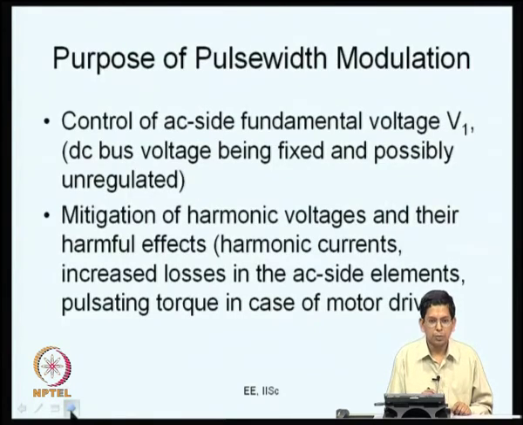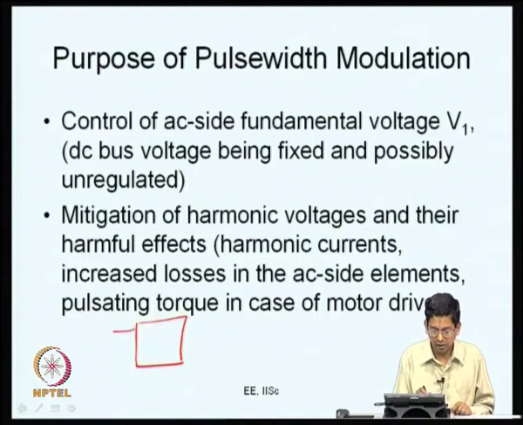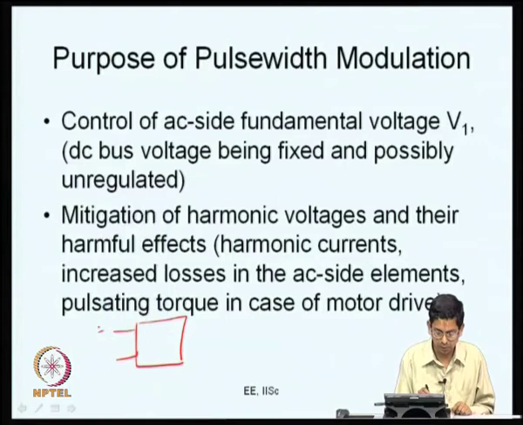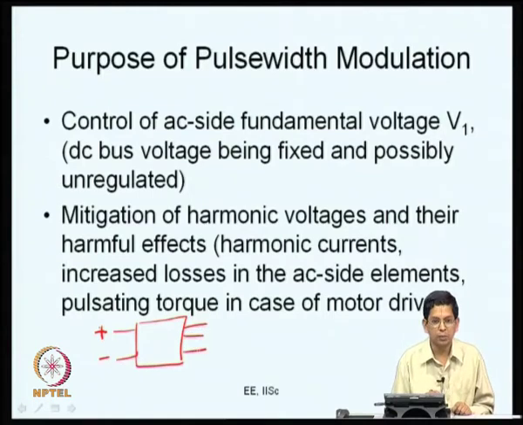In pulse width modulation, you have a DC bus voltage and an inverter. Let me put an inverter like this. This inverter has a certain DC voltage, and you need a certain AC voltage here. Now, how do you get the required amount of AC? That is through pulse width modulation, that is by gating all these signals.